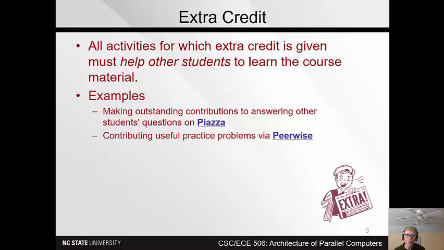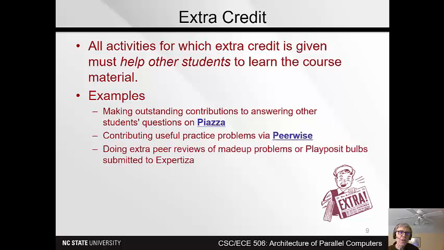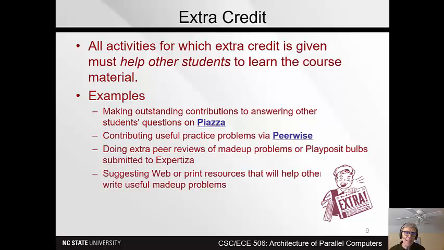Third, you can get credit for doing extra peer reviews of made-up problems by your fellow students. For each peer-reviewed problem you submit, you're required to review 2 others and can review up to 2 more for extra credit. Finally, you can suggest web or print resources that will help other students make up useful made-up problems. If you don't want to make up a problem by yourself, but you saw a really good one that somebody else might want to emulate, not copy, but emulate, then you can get extra credit for telling them. So there are lots of ways to get extra credit in this course.